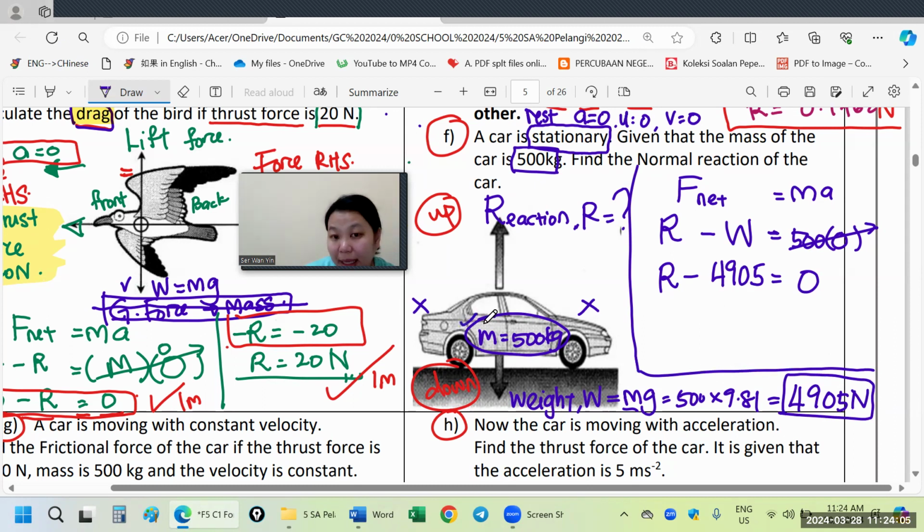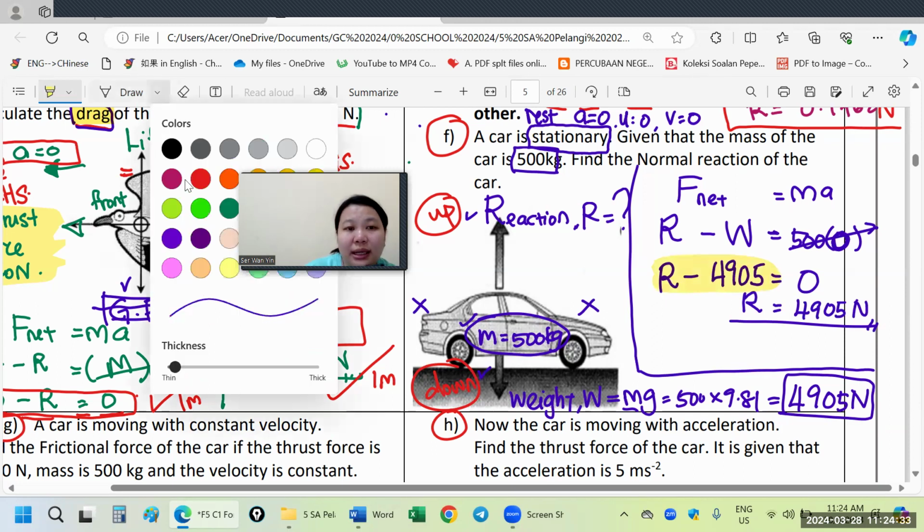So if you get mass, you automatically will get weight. So we say R equals 4905 Newton. Yes, when acceleration equals 0, up force equals down force. Of course you can save one step here. Actually, last time I wasted that. You can save the step for this.